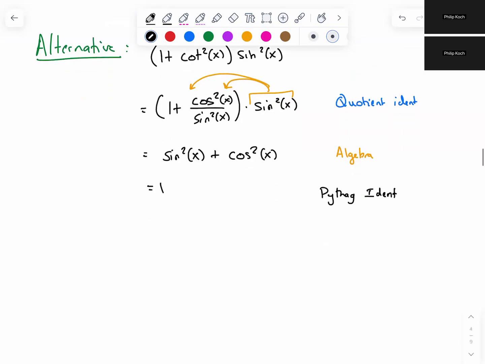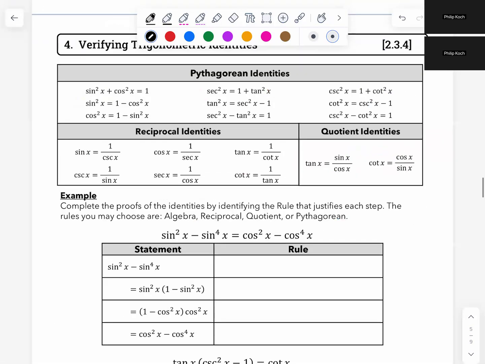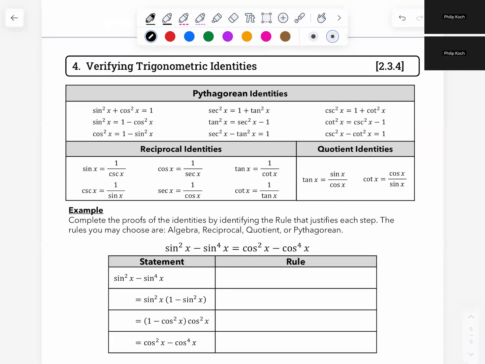So now we can go on to actually verifying trigonometric identities. So we're going to say the rules, which is one way to do it. I prefer just starting with one side and deducing the other. That seems more natural than just saying a bunch of rules, but either way. So we're going to complete the proofs of the identities by identifying the rule that justifies each step. Your choices are algebra, reciprocal, quotient, or Pythagorean.